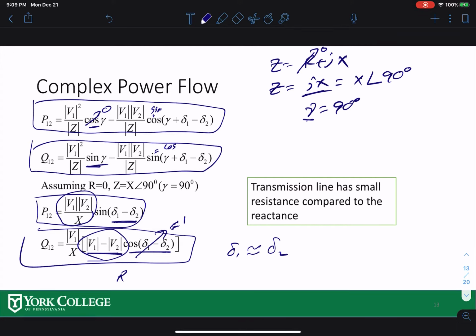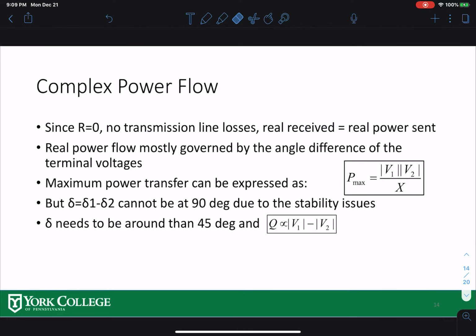I think I have this in the next slide. So I'm going to talk about the next slide. Since R equals 0, there are no transmission losses, so real power received equals real power sent. Real power flow is mostly governed by the angle difference between the voltage terminals, like delta 1 minus delta 2.